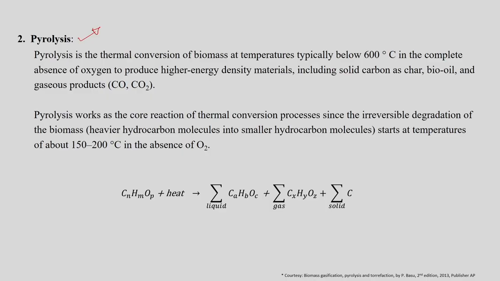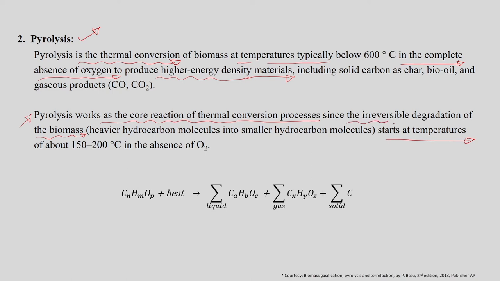So, another process which effectively converts solid fuel, that is solid biomass, into a convenient useful product is the pyrolysis process. Pyrolysis is a thermal conversion of biomass at typically higher temperature, but below 600 degrees Celsius, and the entire process is carried out in complete absence of oxygen, so that it produces higher energy density material including solid carbon as a char. Also, it produces liquid and gaseous products during the pyrolysis process. So, the pyrolysis process also works as the core of the thermal degradation of the biomass to produce the product.